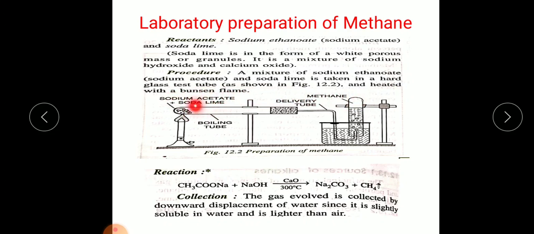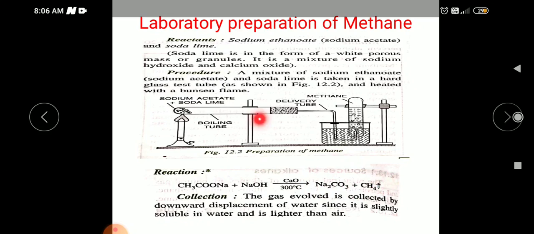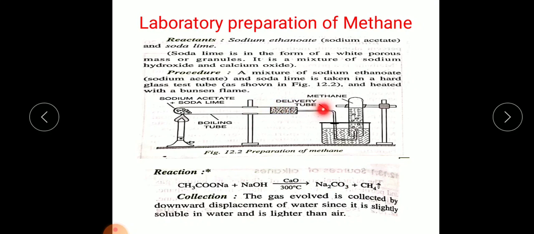So in this glass test tube, we have taken sodium acetate and soda lime, and it is heated. When the reaction takes place, sodium acetate and sodium hydroxide in the presence of calcium oxide, because of the soda lime mixture, form sodium carbonate, and methane gas is produced. The methane gas produced in this tube will travel through here and be collected over here. The gas evolved is collected by downward displacement of water, since it is slightly soluble in water and is lighter than air. So this is the whole process.